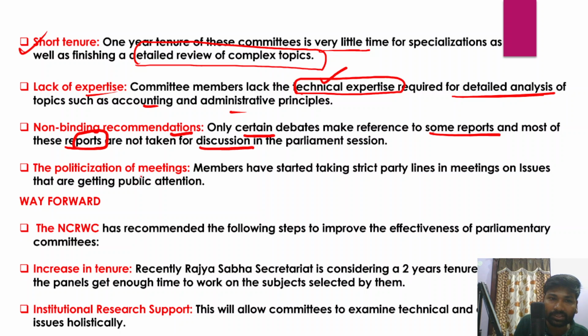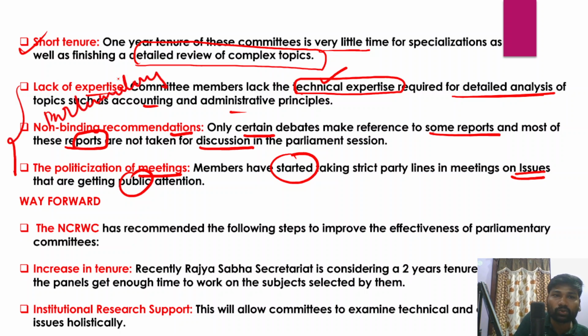And politicization of the meetings being conducted, because members have started taking strict party lines in meetings on issues that are getting public attention. All these are the major issues within the parliamentary committees, and they have to be addressed. So what should be the appropriate and most viable way forward to further strengthen the parliamentary committee system, because they play a very important role in holding the executive accountable to the legislature?